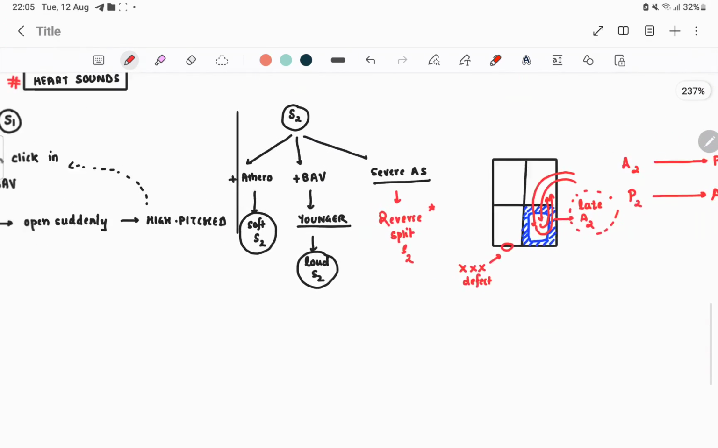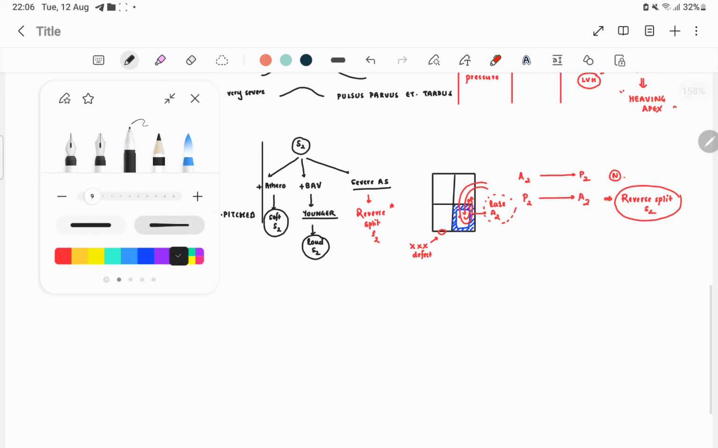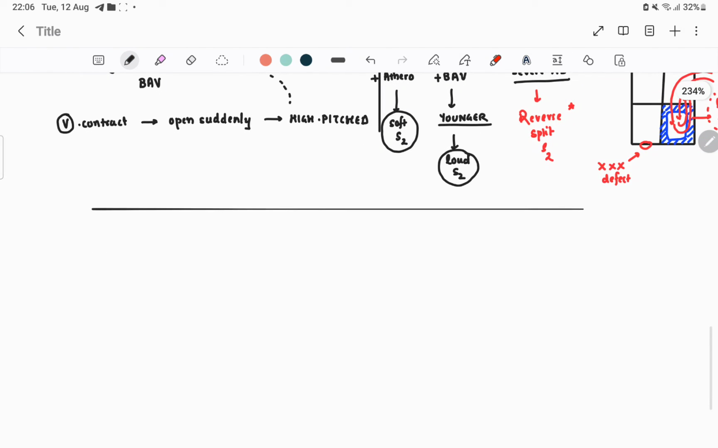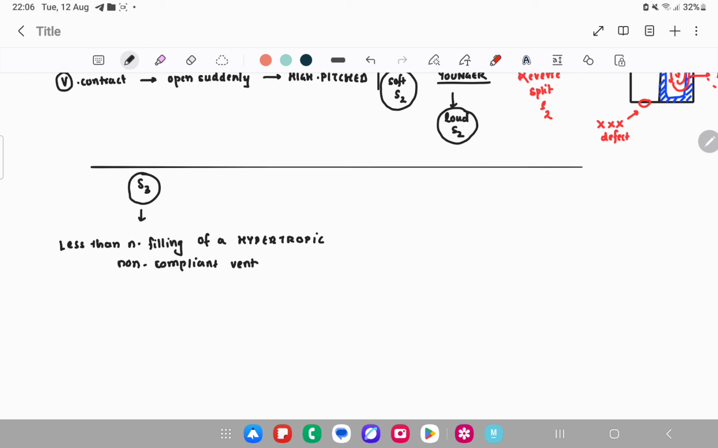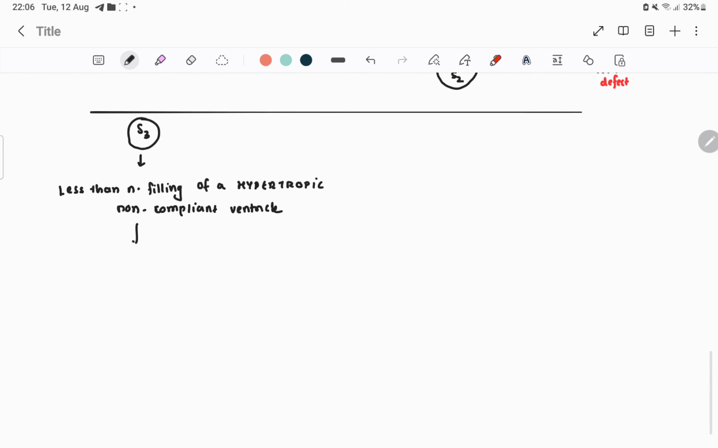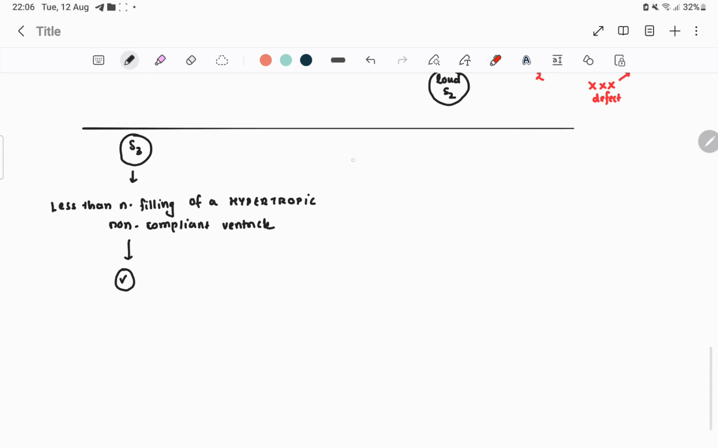Then, we discussed S1 and S2. Let's talk about S3. We know that S3 is produced when there is less than normal filling of a hypertrophic, non-compliant ventricle. So will S3 be heard? Obviously, S3 will be heard.